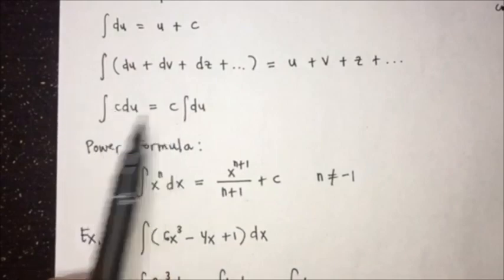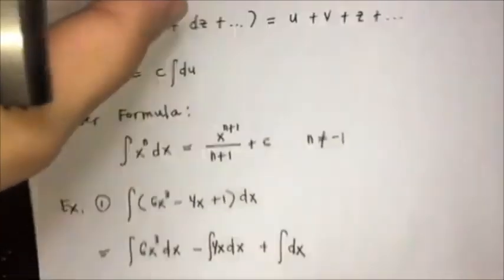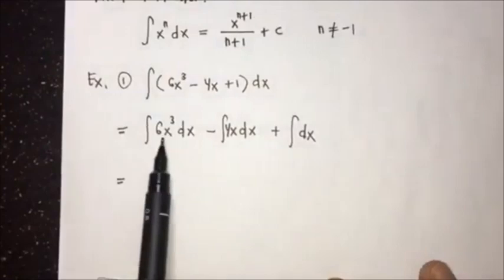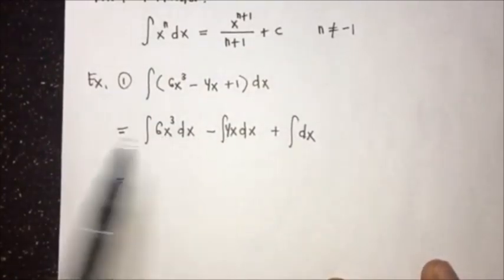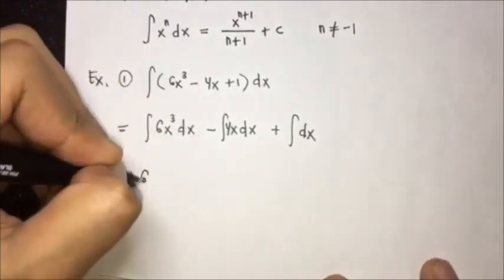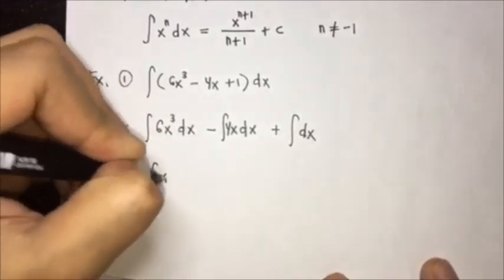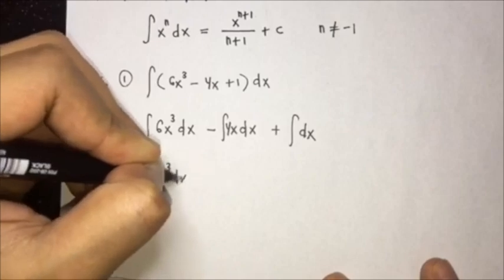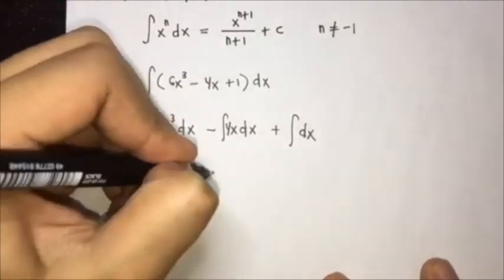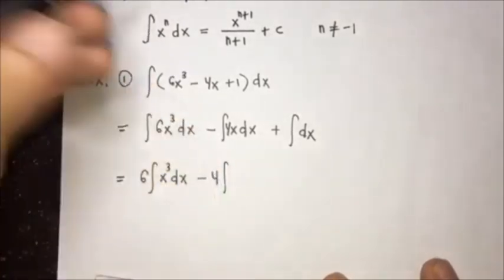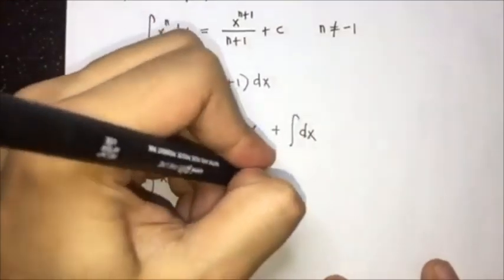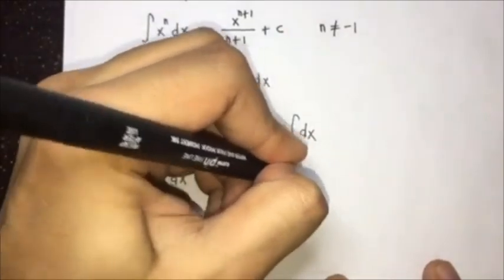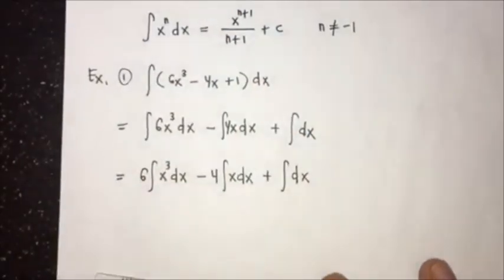So we have a constant coefficient on the first and second term. This 6 is constant, 4 is constant, so we can write them outside the integral sign. So we'll have 6 integral of x cubed dx minus 4 integral of x dx plus integral of dx.